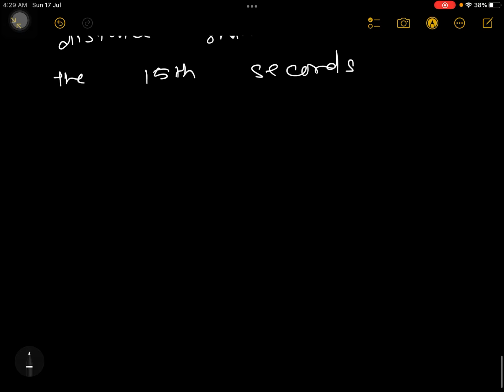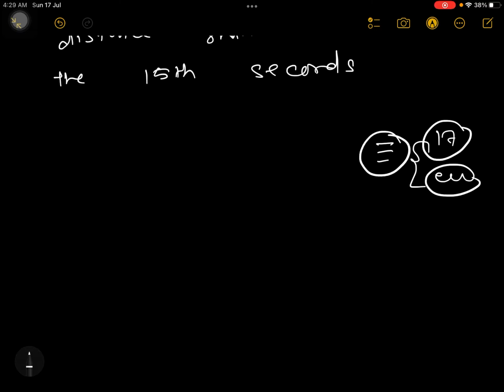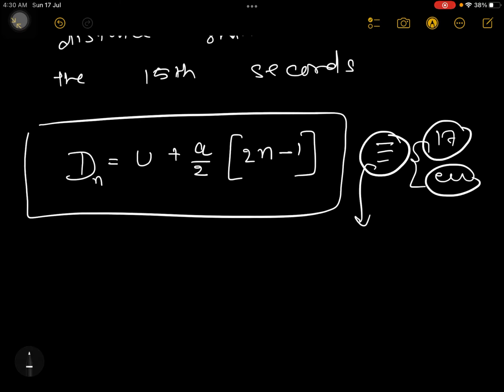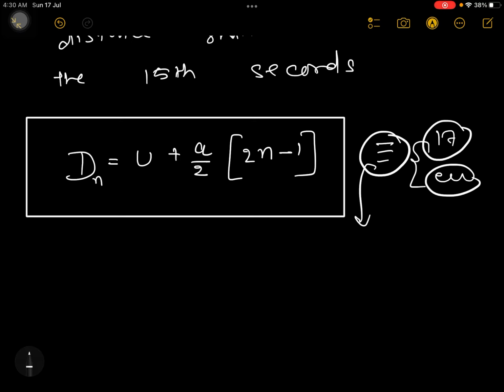See guys, in the 17th lecture, where I had the heading equation of motion, I told you that other than the three major equations we have one more equation that sometimes people call the fourth equation of motion. That equation is d, the distance traveled in nth second, is equal to u, the initial speed, plus a by 2 bracket 2n minus 1. What is this n? I will explain. This is your formula when you are targeting how much distance the body travels in the nth second.